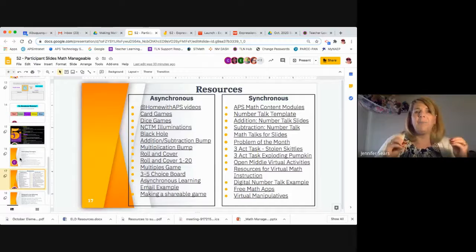There's 3-act tasks, which provide you an idea of a hook. You give them a hook, ask them what they notice and what they wonder. And then you bring them back, give them the information they know, and they can work collaboratively in groups to come to a solution, and then you bring it all back together in a summary connecting idea.